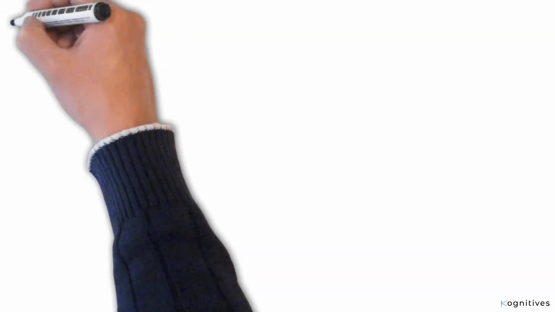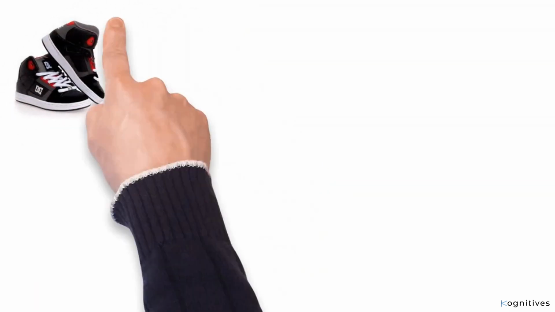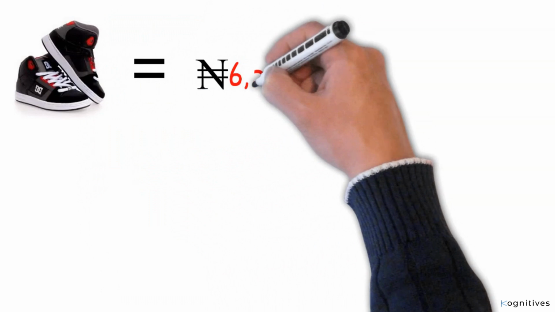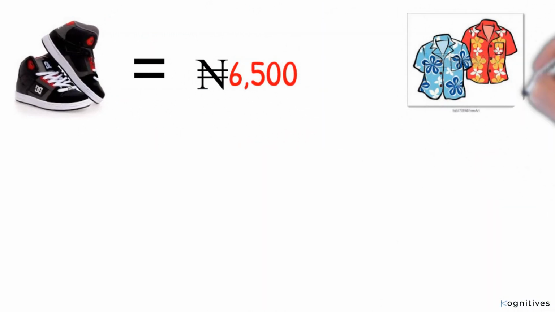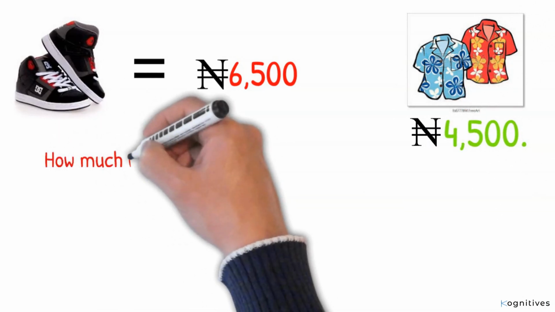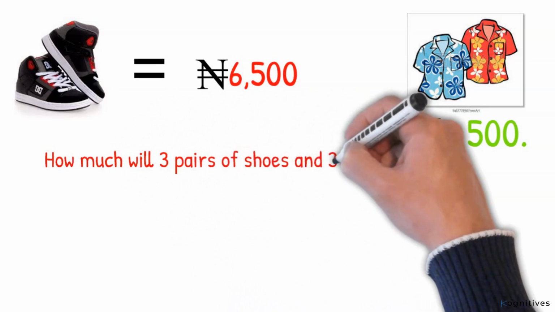So now let's take well selected JAMB questions, and then let's see how we can apply solutions to them as regards ratio, rate, and proportion. The first question here says, a pair of shoes costs 6,500 naira and two shirts cost 4,500 naira. How much will three pairs of shoes and three shirts cost?